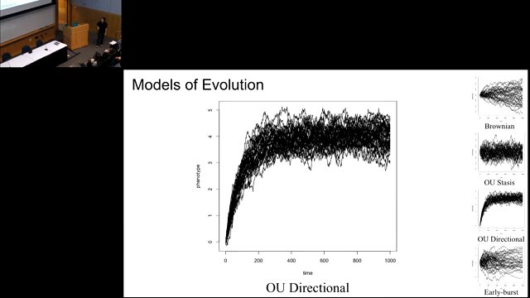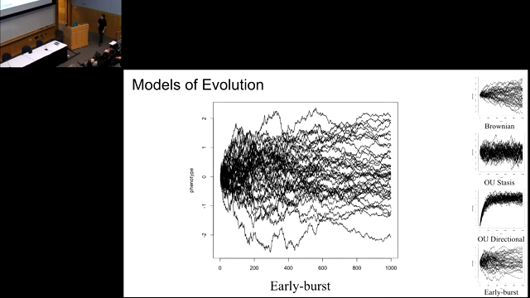Then we have Ornstein-Uhlenbeck directional. So again, this is the Brownian motion with a rubber banding effect that's pulling that optimum to something different than what it started with at time 0. So in this case, it increases. It could also decrease, go in any direction. And finally, the early burst, which is a little more self-explanatory. This just says that there was some wide radiation early on in time, and then that variance was maintained through time.